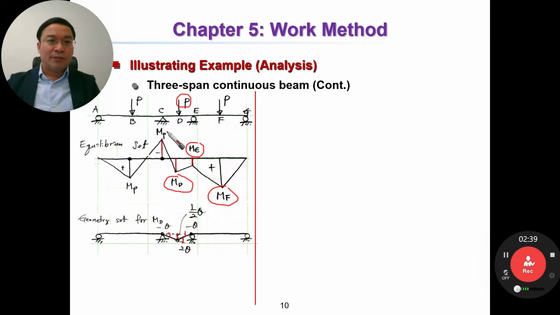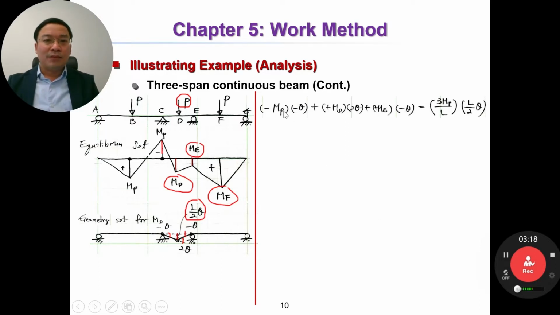Internal work equal to MP multiplied by minus theta, and MD multiplied by 2 theta, and ME multiplied by minus theta. External work equal to P multiplied by this one. Okay, so internal work equal to external work. Then you have this equation: minus MP and minus theta, and MD multiplied by 2 theta, and ME multiplied by minus theta equal to P. And here is P. Okay.